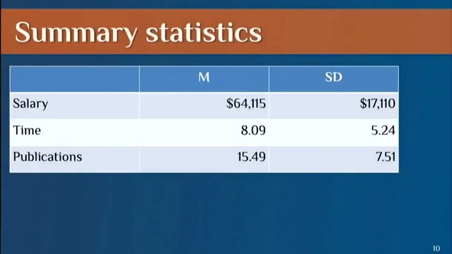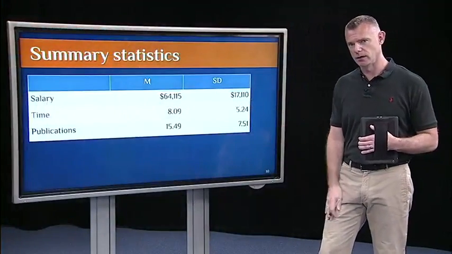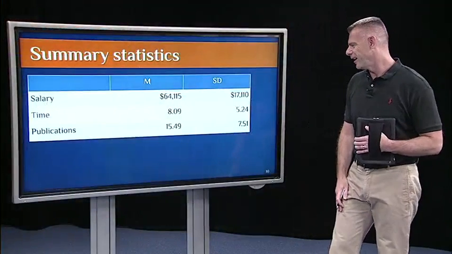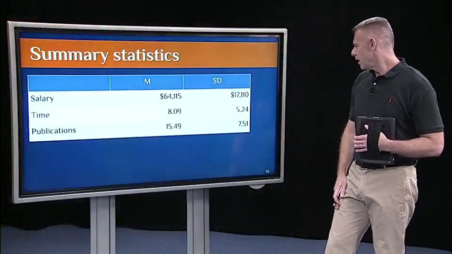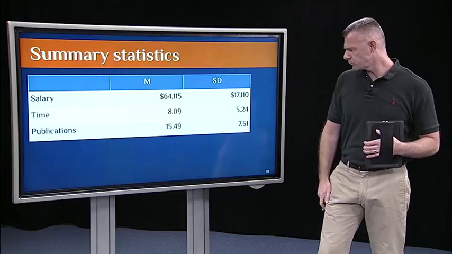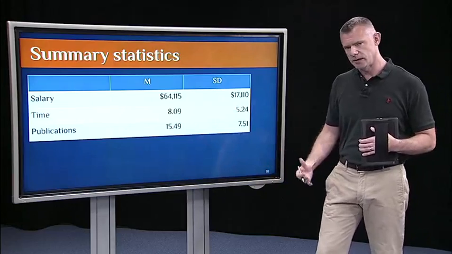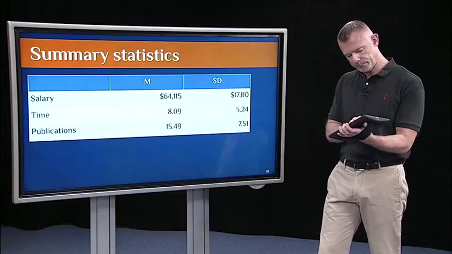Time since the PhD was about 8 years. So these are relatively young faculty members. It's funny, when I used this example years ago, I didn't think 8 years out was young. Now I do. 8 years out is young, with a standard deviation of about 5 years. And they have, on average, about 15 publications with a standard deviation of about 7.5.